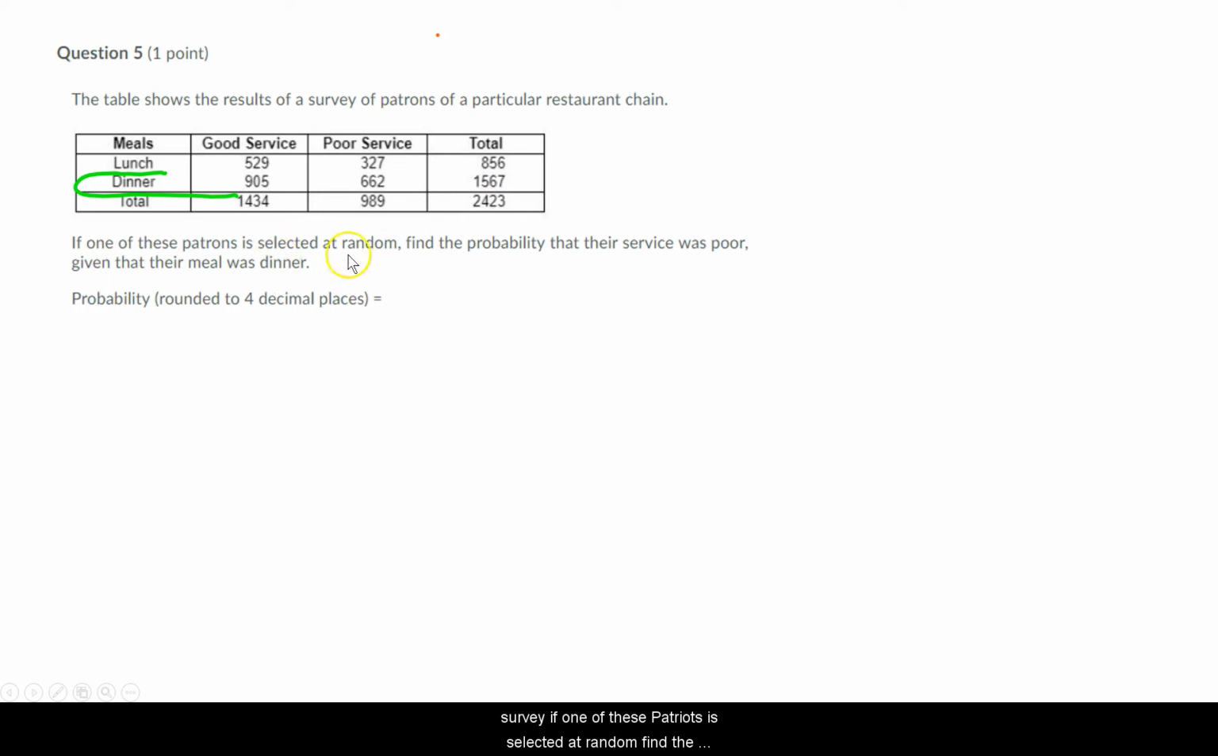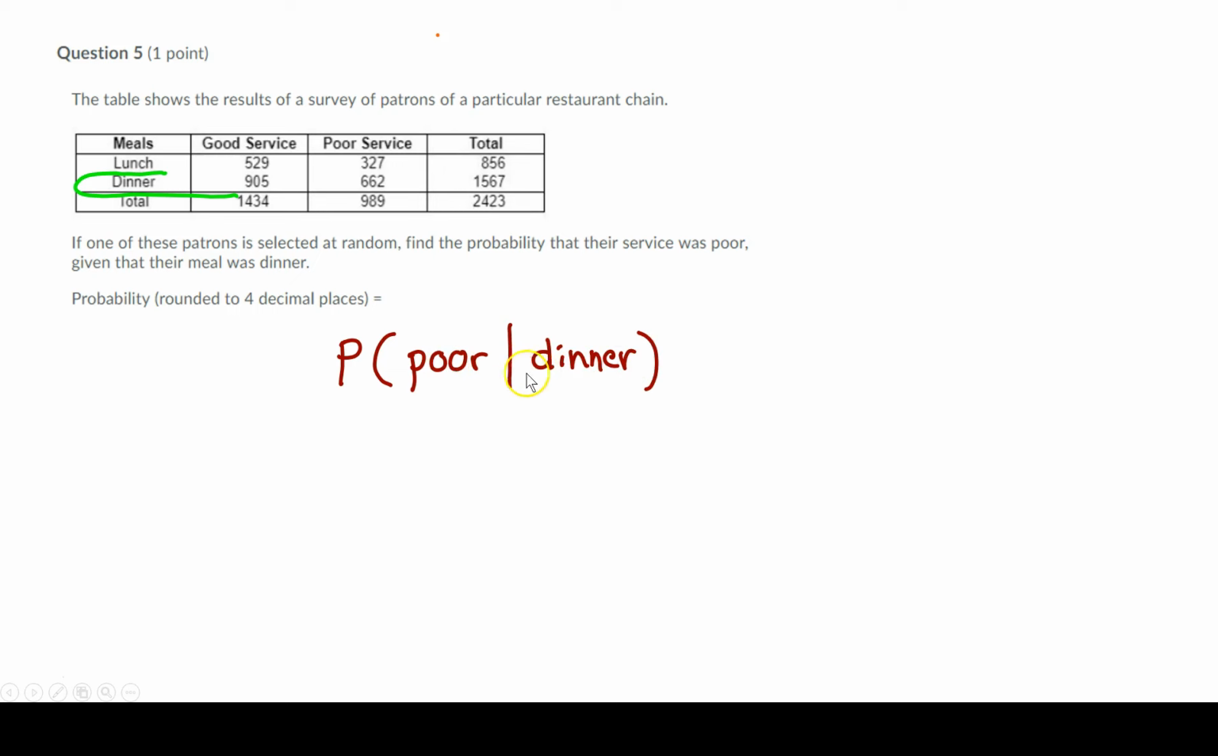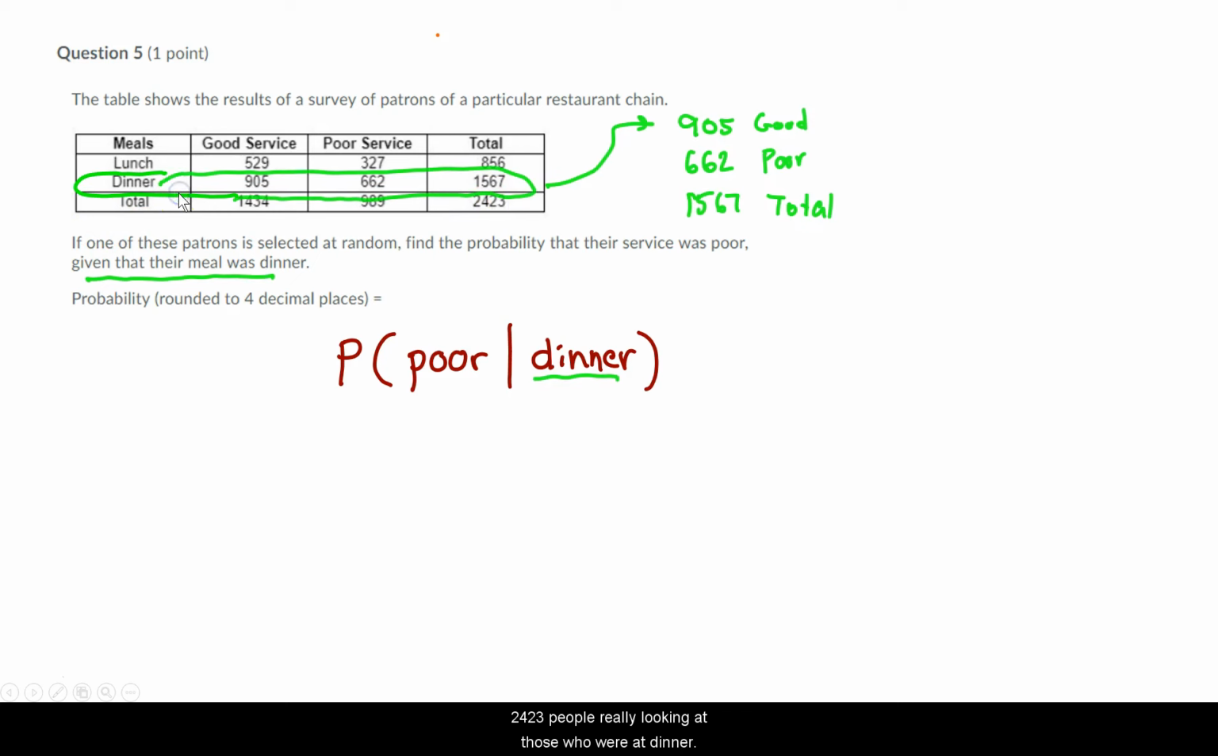If one of these patrons is selected at random, find the probability that their service was poor, given that their meal was dinner. So basically what's going on here is you have this phrase, given that. Probability of being poor, given that we're looking at dinner here. So given that the meal was dinner, we're not taking the grand total here. We're not looking at all 2,423 people. We're only looking at those who were at dinner. So at dinner we have 1,567 who are at dinner.